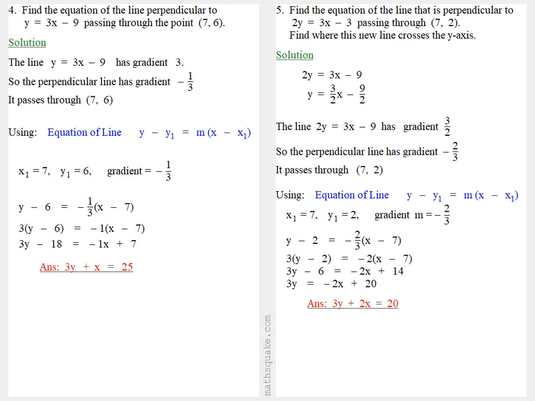Now we want to find where this new line crosses the y-axis. Now it crosses the y-axis when x is equal to 0. So 3y plus 0 is equal to 20, or 3y equals 20. If we divide by 3, y equals 20 over 3, or 6 2/3. So the line crosses the y-axis at the point (0, 6 2/3).